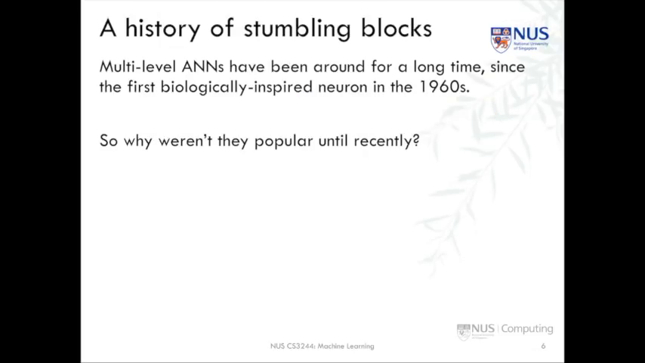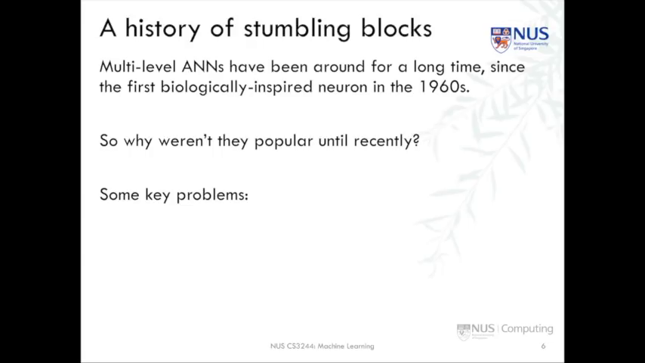So neural networks have had a long and checkered history, and this is because even at the very beginning of computer science, scientists have been interested in modeling the reasoning capacity of humans. So that was even many decades ago, over half a century ago. But why weren't they popular until recently?